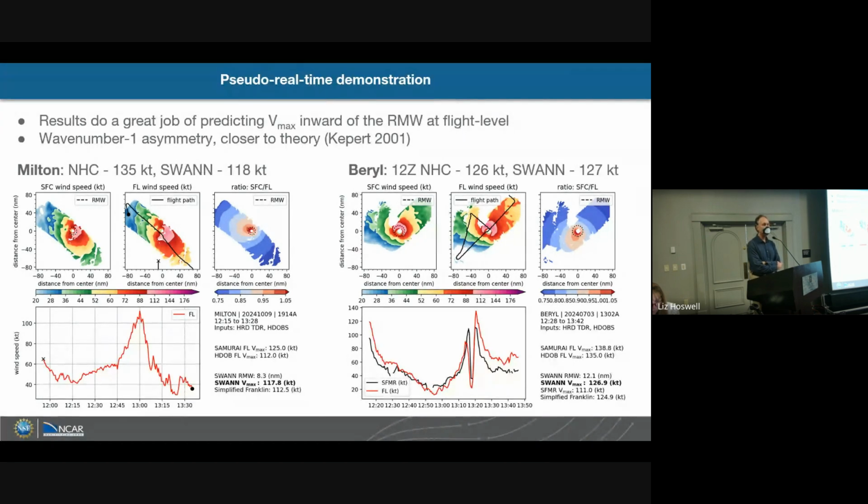So you see those transects through the storm space. And SFMR had almost equal left and right values across the eyewall, but the flight level was very different from that. If you had just taken SFMR at face value and said, okay, this is our gold standard, that would have only given 111 knots, but SWAN gave 127. And that's probably a lot more realistic given the flight level winds.